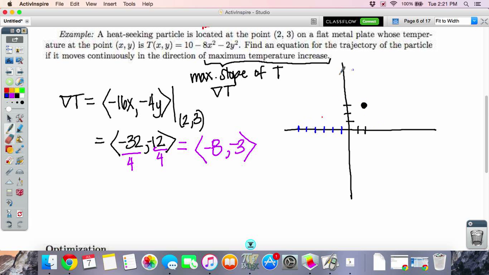So here's its trajectory. It's going to go like this. It's going to go like that. That's what our heat-seeking vector would do. And the way that we found that is with the gradient. That's going to give us the biggest heat increase, is walking in this direction.